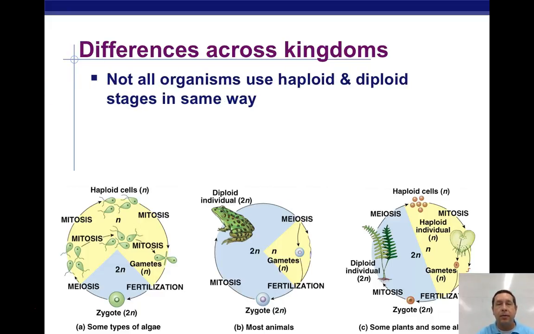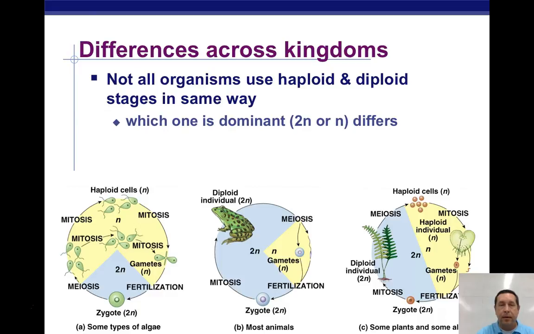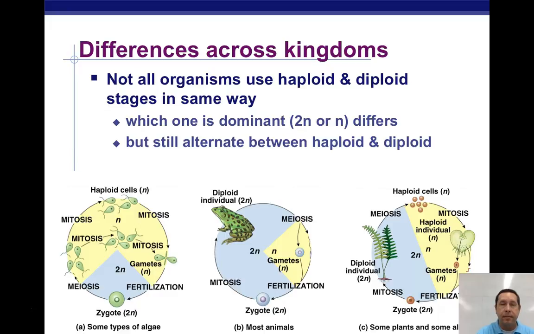Not all organisms use haploid and diploid stages in the same way. Here you can see a couple of different life cycles of different types of organisms. One of the things that can vary is which stage is the dominant stage, the haploid stage or the diploid stage. In most animals, it's the diploid stage. In some plants, maybe 50-50. In some simpler organisms, it may be the haploid stage that's dominant. But they're still going to alternate back and forth, and this has to happen in order for sexual reproduction to occur.